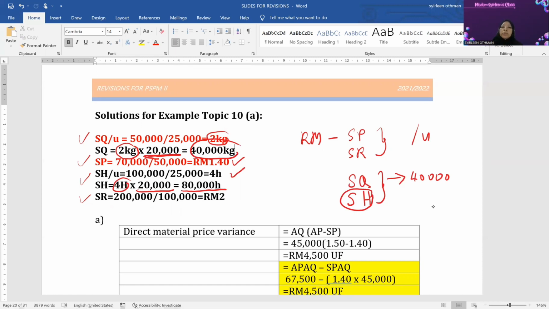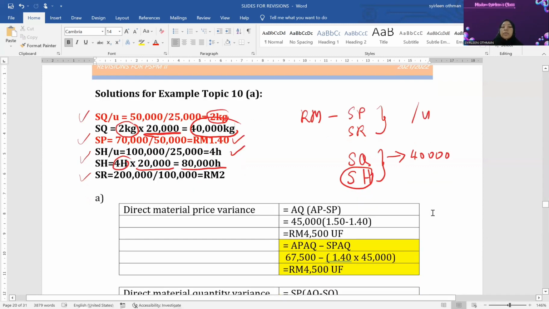So your items, which are your standard price and standard rate, are in RM per unit. Those can be straight away used in the formula. But for SQ and SH per unit that you get from the calculation, you need to multiply with the actual units produced first, then we can substitute them into the formula.